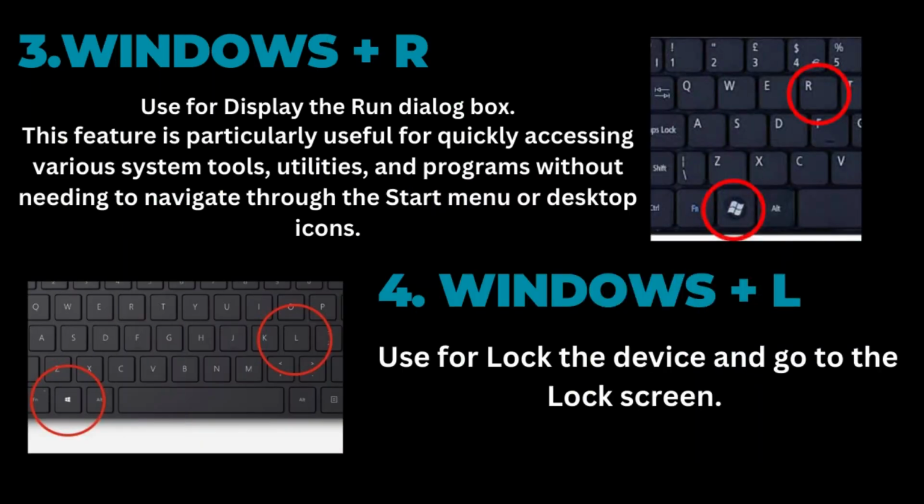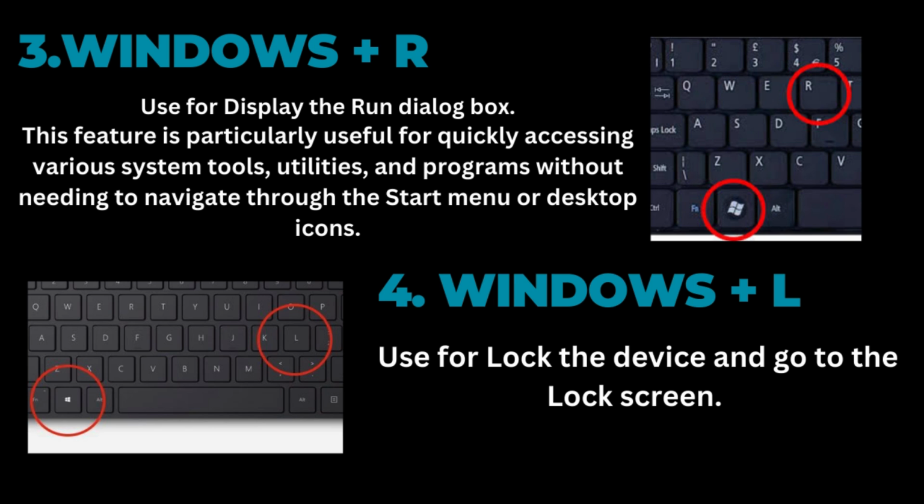3. Windows + R. Use for displaying the Run dialog box. This feature is particularly useful for quickly accessing various system tools, utilities, and programs without needing to navigate through the Start menu or desktop icons.